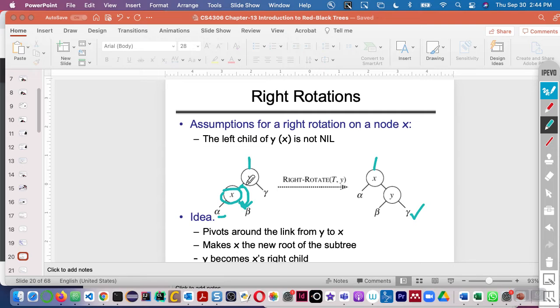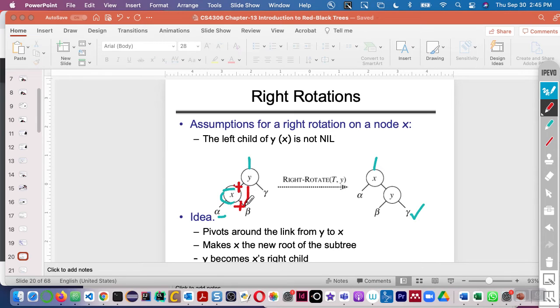Just remember that: disconnect over here, and then disconnect here, and then tie it here. Actually, maybe I can show you. Disconnect here and also here, and then connect here.